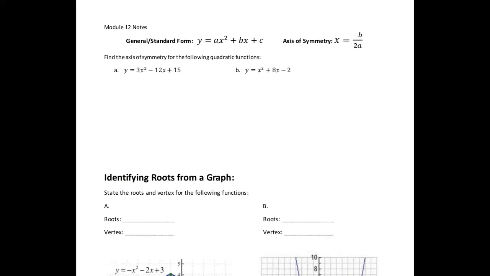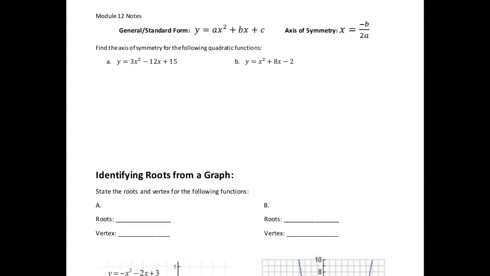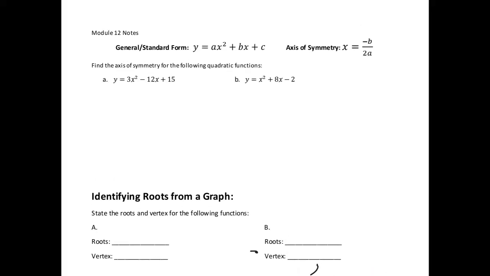More of the same. Find the axis of symmetry for the following. So here they give us general standard form and the form for the axis of symmetry. I like to put my ABCs down first. So give me the A. What's my A value? 3.